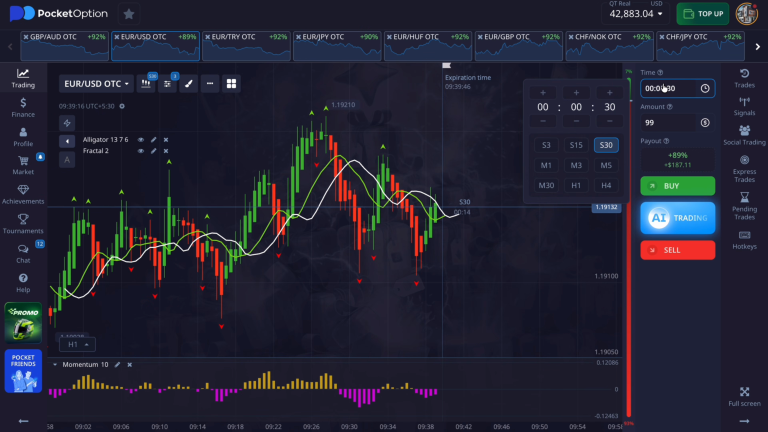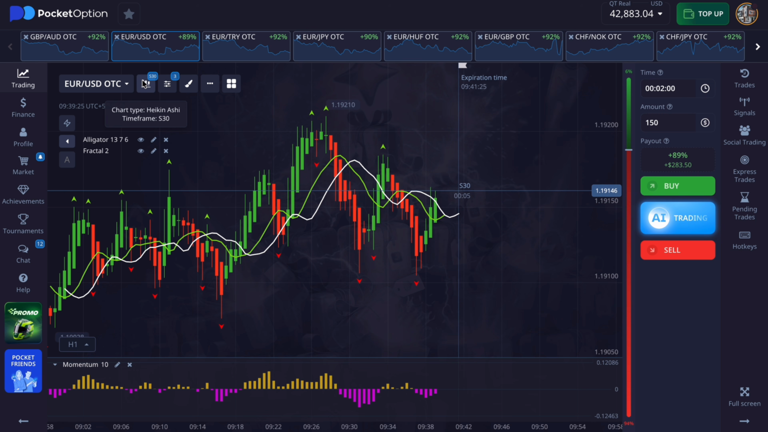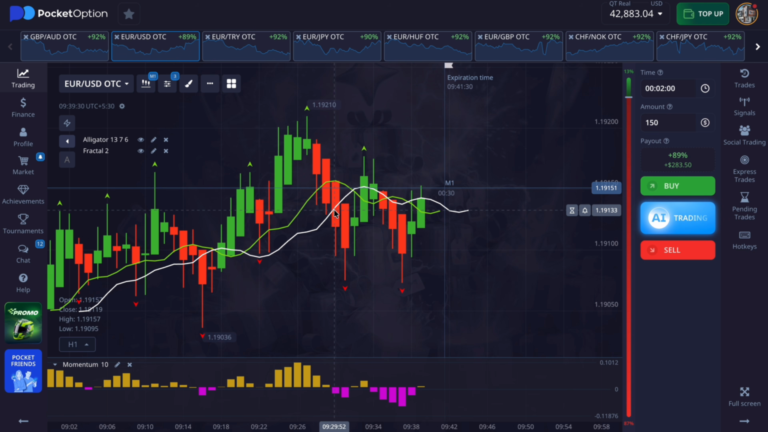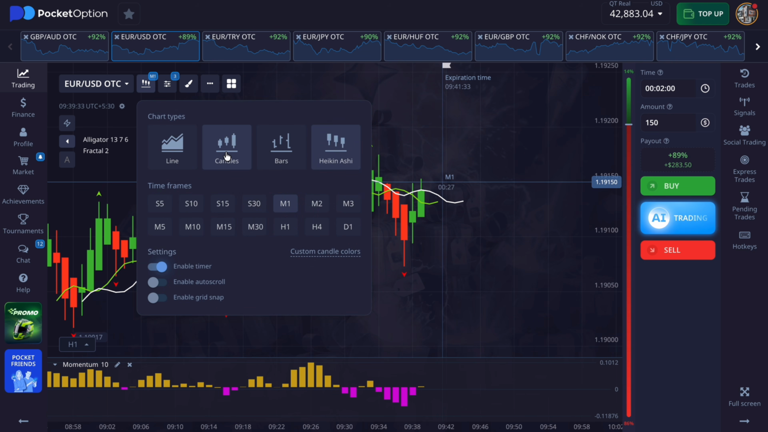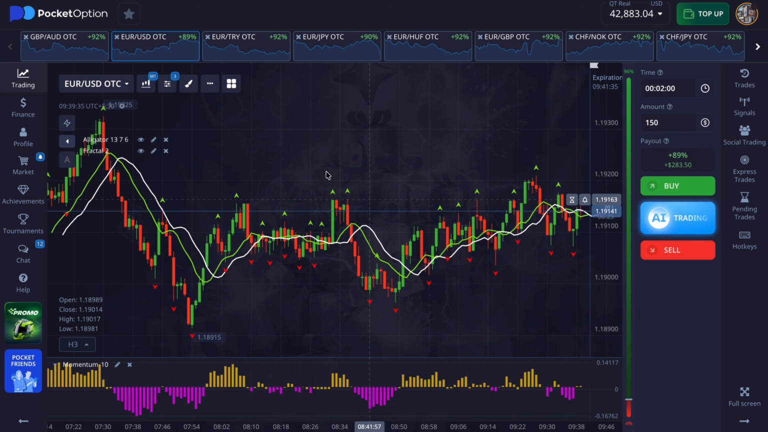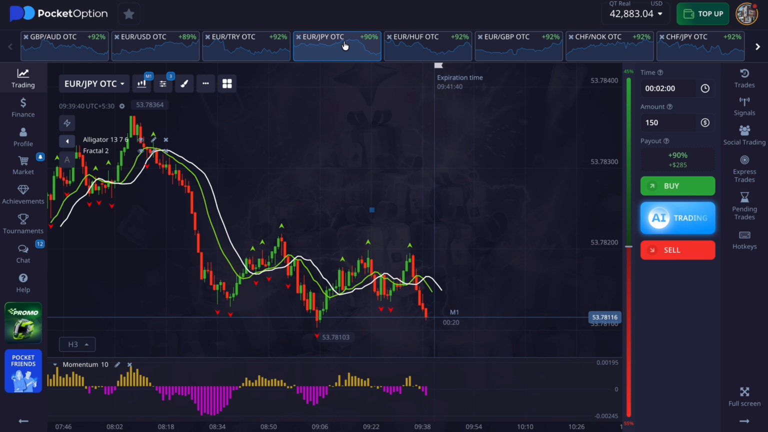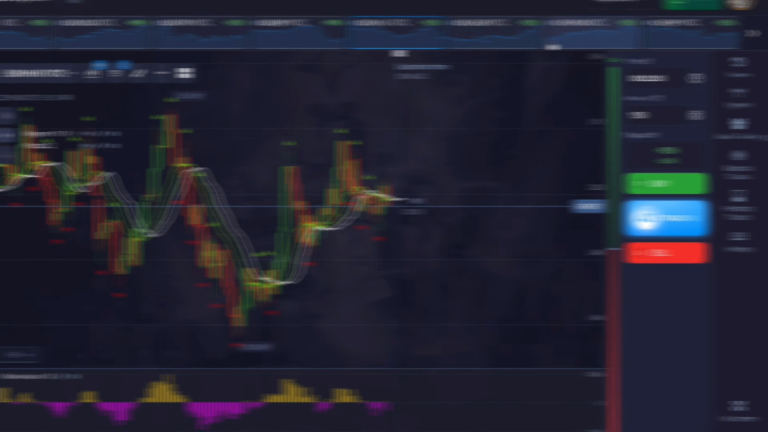After this, I will set the timing to 2 minutes. Then, I will set the candle interval to 1 minute. For the chart type, I will use candlesticks. So here, all the settings are now complete. So let's observe how this setup appears on the live chart.